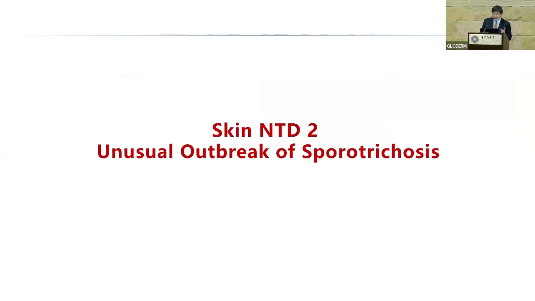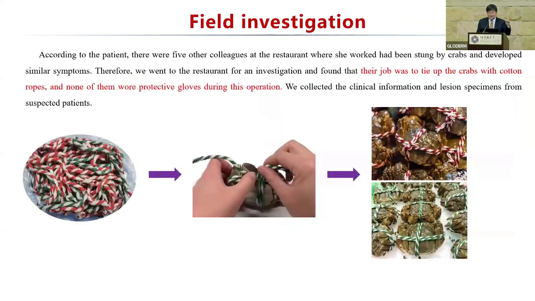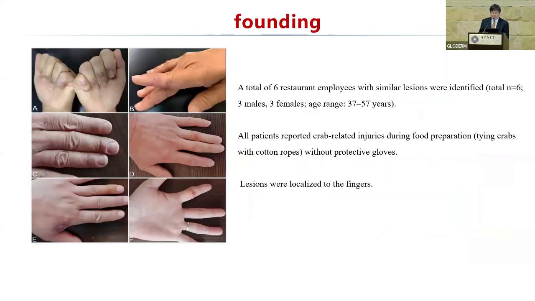The second story is the annual outbreak of sporotrichosis. This is a kitchen worker. His finger had some lesions. So I supposed it was contaminated by Mycobacterium marinum, but antibiotics were not effective. After the field investigation, we found the worker tied the crabs with cotton ropes, and the cotton rope was contaminated by Sporothrix. This is the field investigation and the finding.